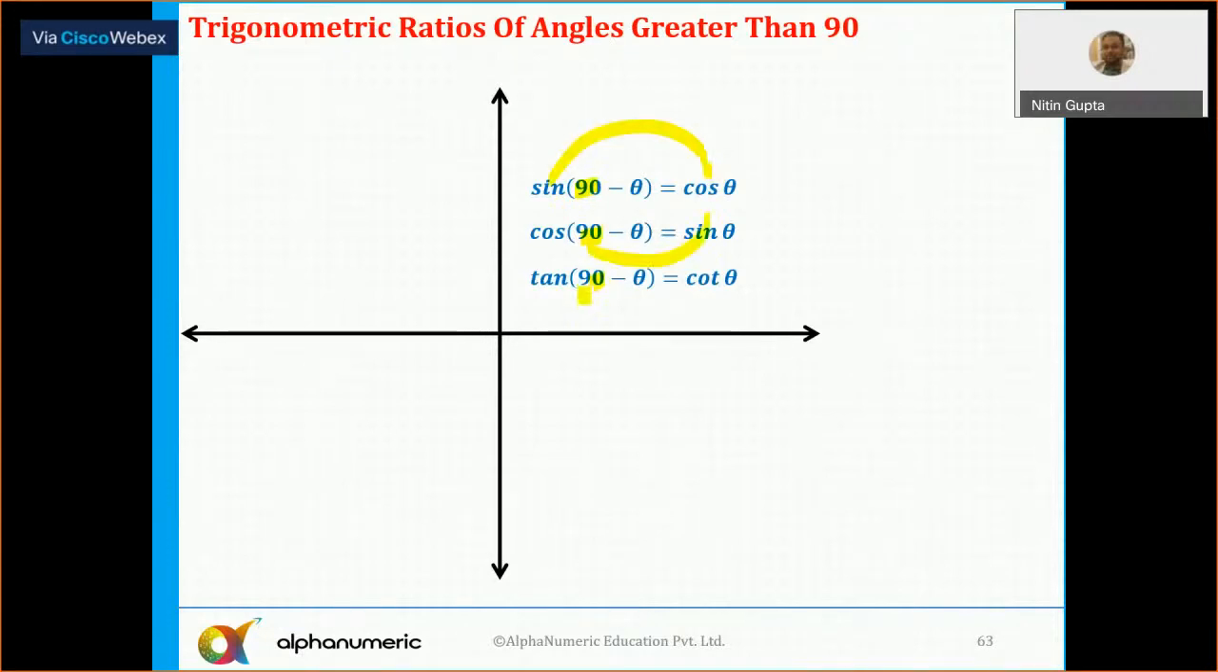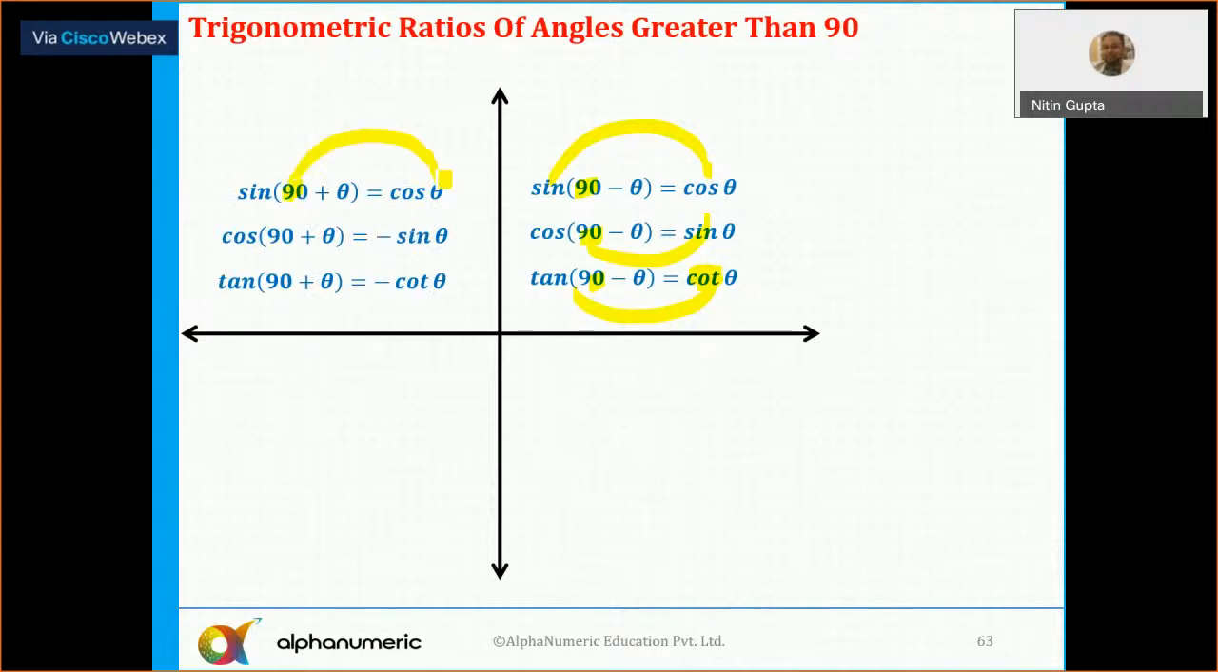Cos becomes cot. Now, in the second quadrant here, again, sine 90 plus theta. 90 is an odd multiple here. So 90 plus cos theta. Cos 90 plus theta, you can put minus, because in the second quadrant, sine is negative here. And tan becomes minus cot theta.